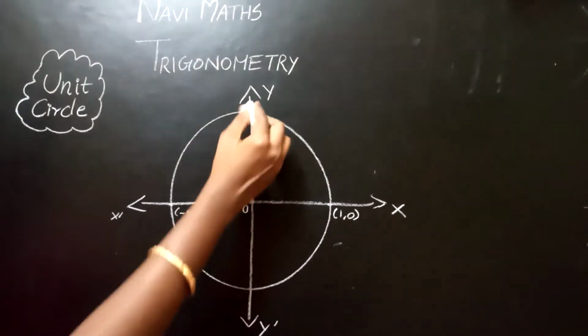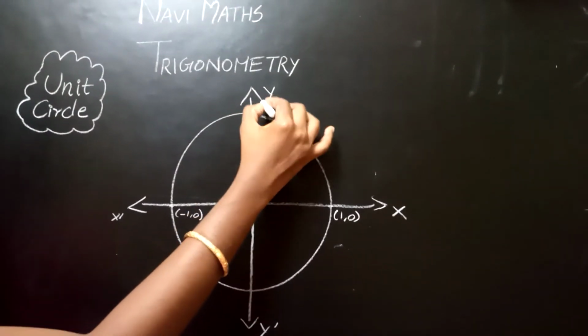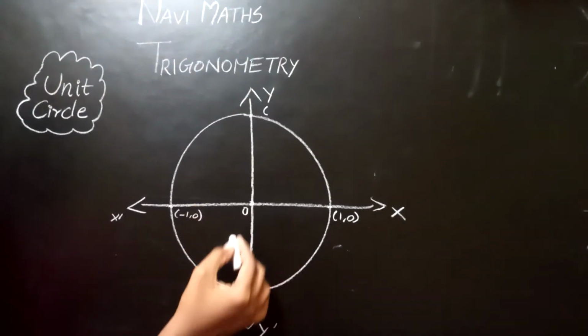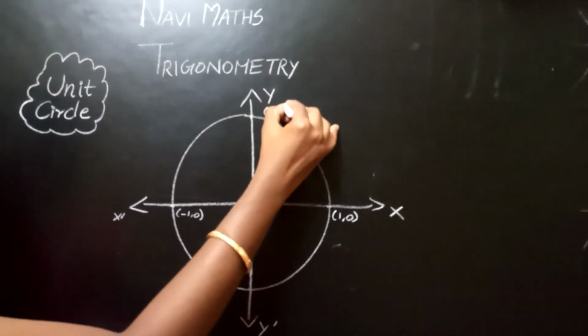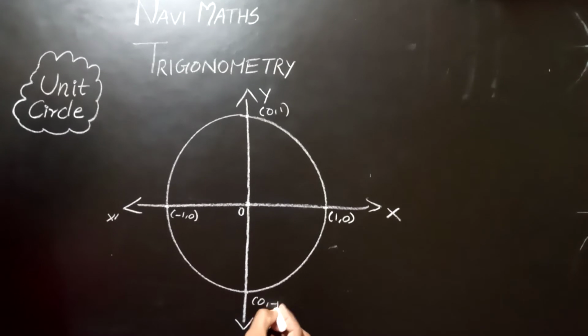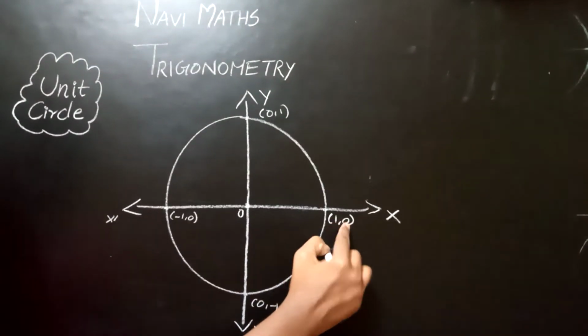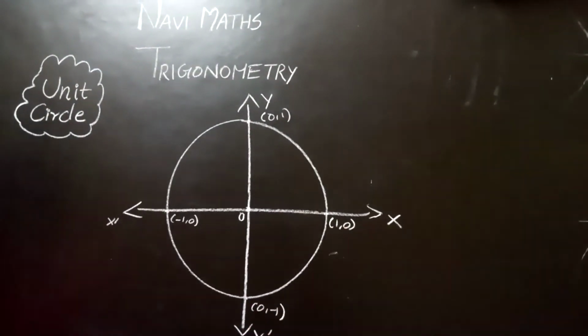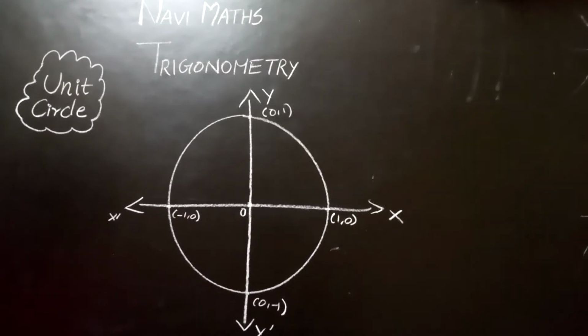In the same way in the y-axis, the x coordinate will be 0. So 0, plus 1. And definitely this point will be 0, minus 1. First value will be the x coordinate value, second will be the y coordinate value. So this is a unit circle, first 4 values.